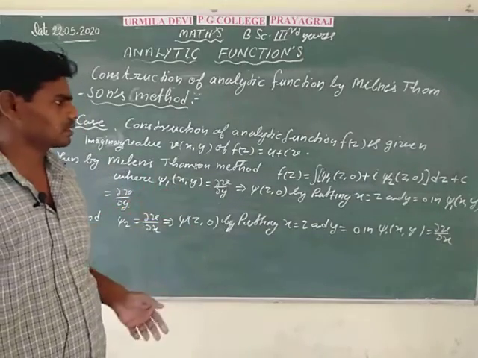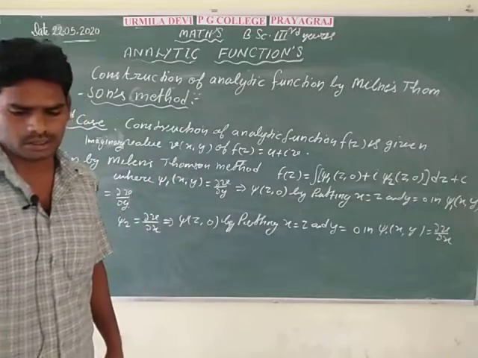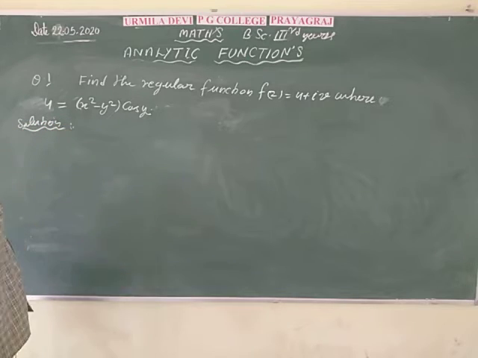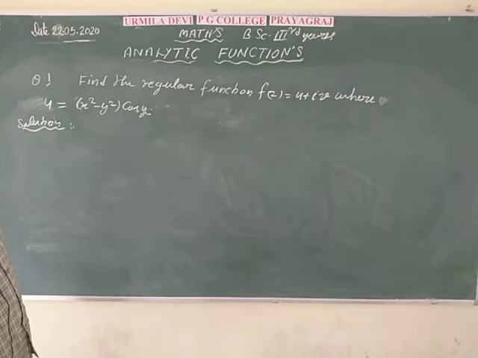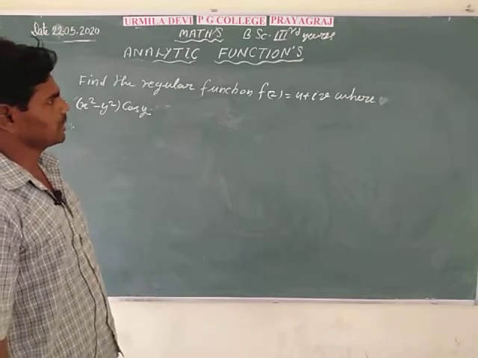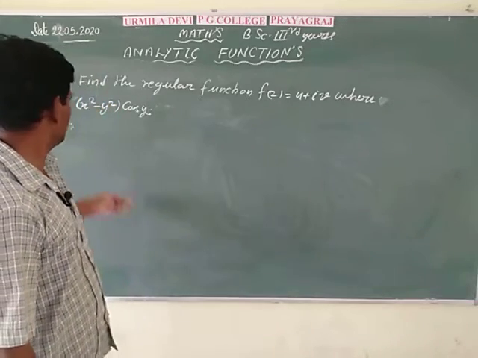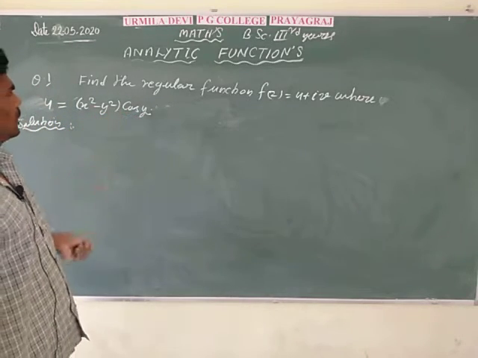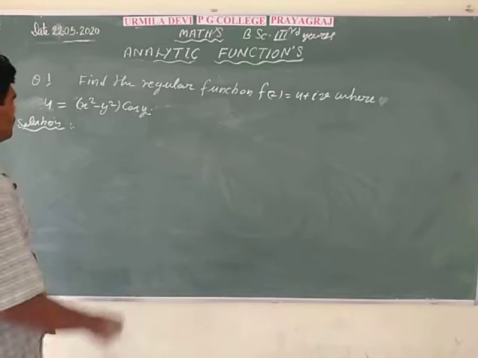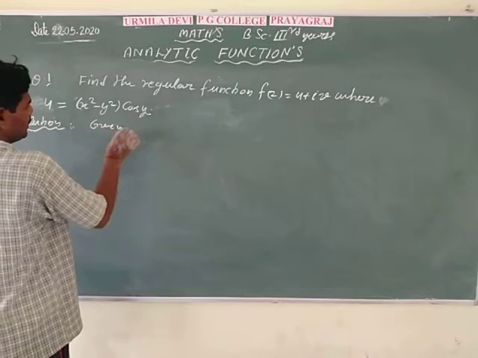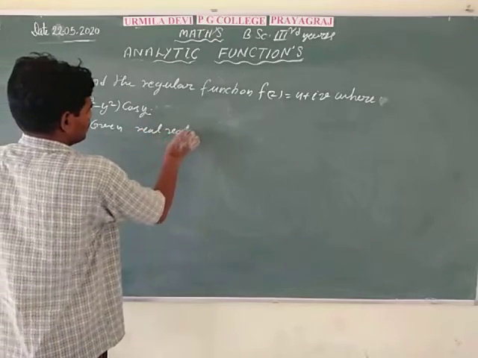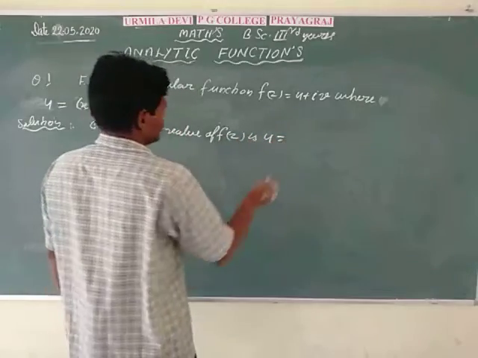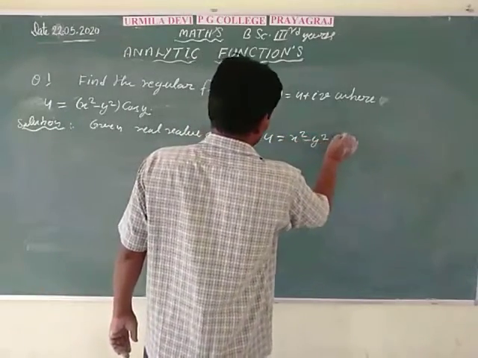After this, consider some questions which are dependent on this article. So our first question is: find the regular function f(z) = u + iv, where u is equal to (x square minus y square) cos y. Therefore, in this question given real value, so given real value of function f(z) is small u equal to (x square minus y square) cos y.